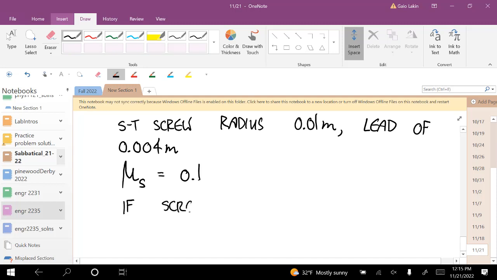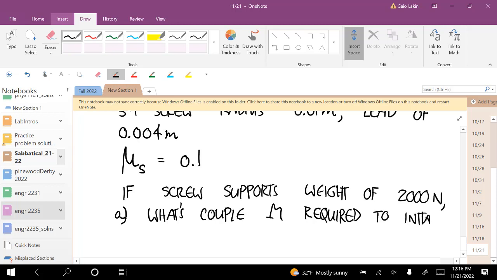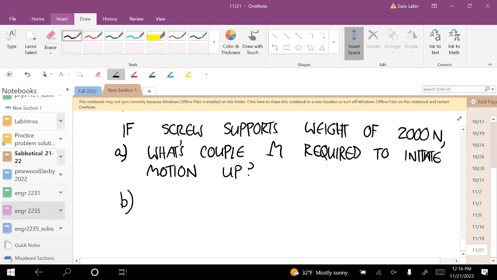If the screw supports a weight of 2,000 newtons, then first, part A, what's the couple required to initiate motion up? And then second, same question, but down.